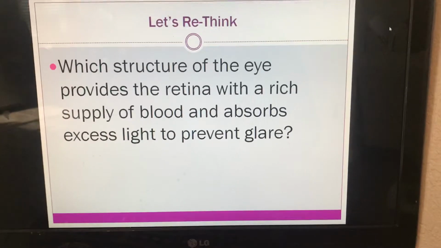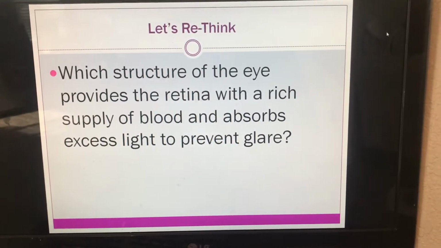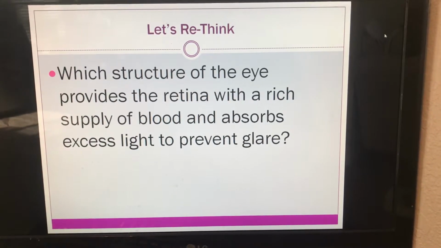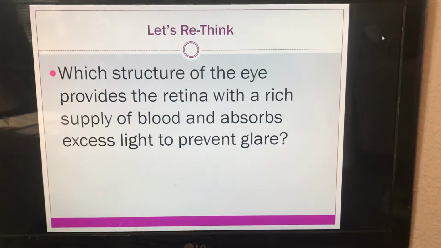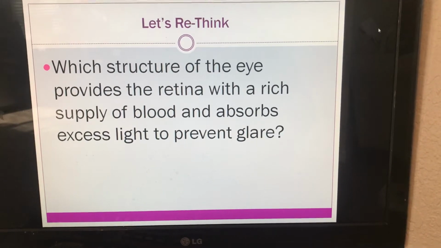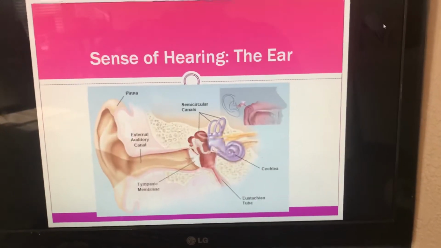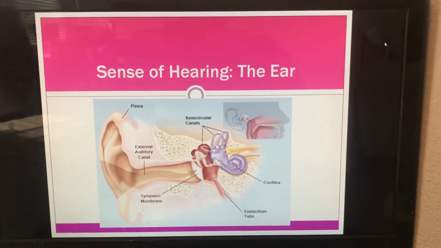Which structure of the eye provides the retina with a rich supply of blood and absorbs excess light to prevent glare? Choroid. Okay, so that ends part 2.